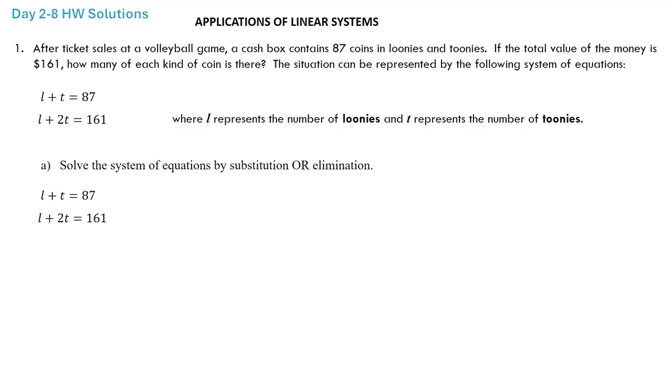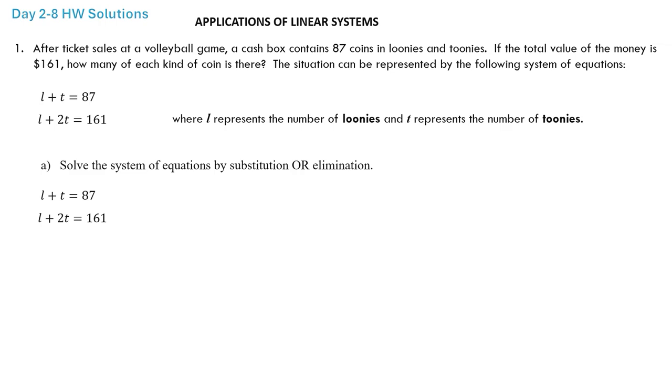So here are our homework solutions for day 2.8, word problems. So question number 1 here. After ticket sales at a volleyball game, a cash box contains 87 coins in loonies and toonies. If the total value of the money is $161, how many of each kind of coin is there?